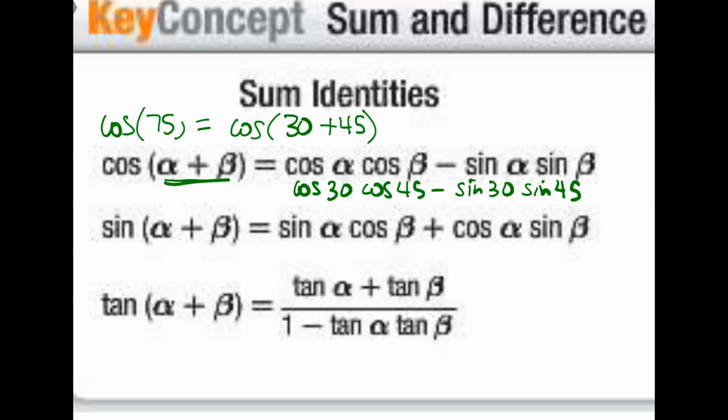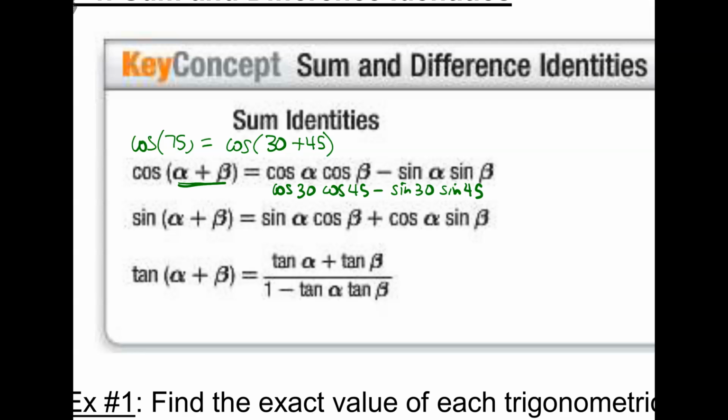Okay, so I don't know cosine 75. But I could rewrite it as a sum of two angles. Let me think of another one that would work. I could do 60, but I don't know 15, right? Because those are two that we know that add up to 75. I could pick 60, but I don't know the cosine or sine of 15 degrees. If I pick other numbers, what if I did 120? You could do 60 and 60, or you could do 30 and 90. So that one gives you two options to do.